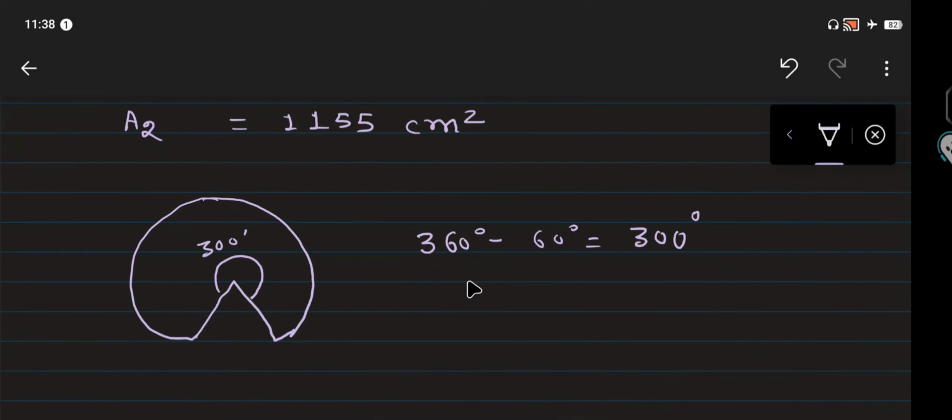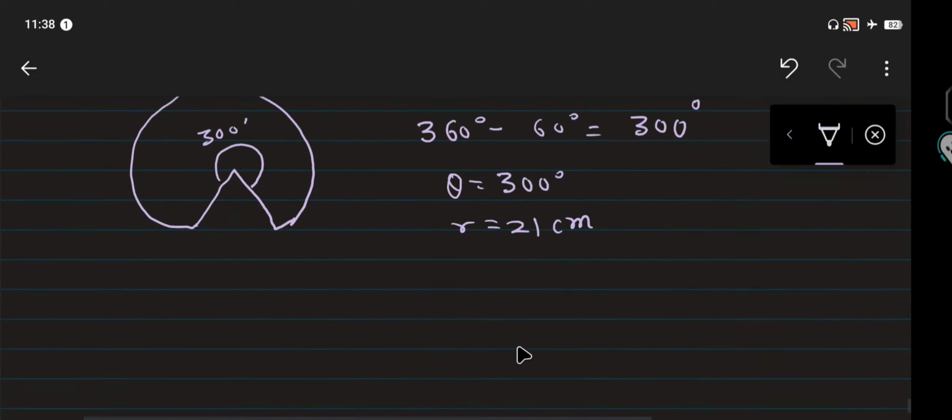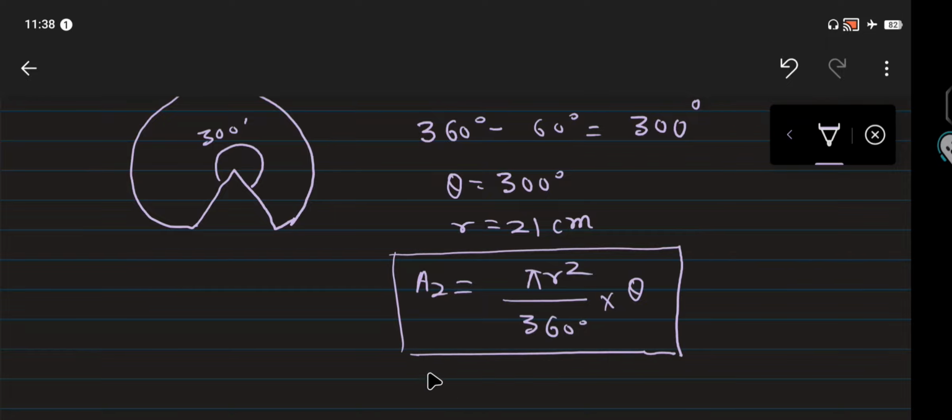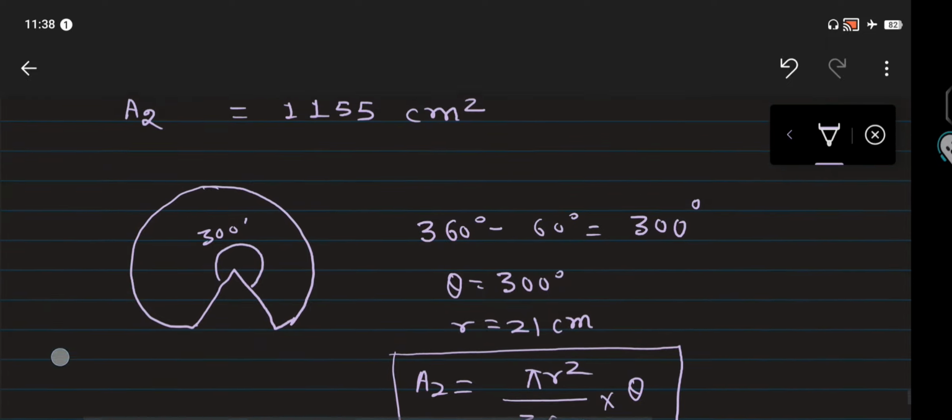I'm just writing the value. You can make the calculation. Here theta is 300 degree and the value of r is 21 centimeter. Now you put the formula. Put these values in the formula and calculate it. You will again get the same area. Okay, this is the second way you can solve it.